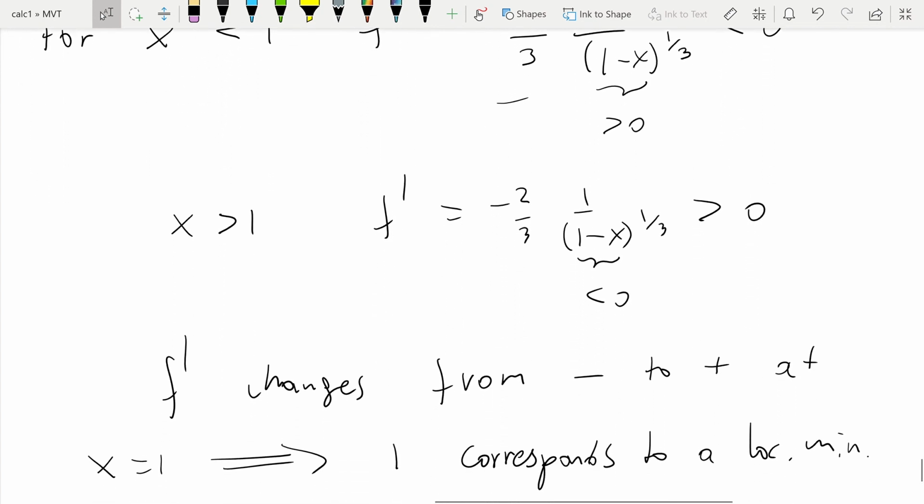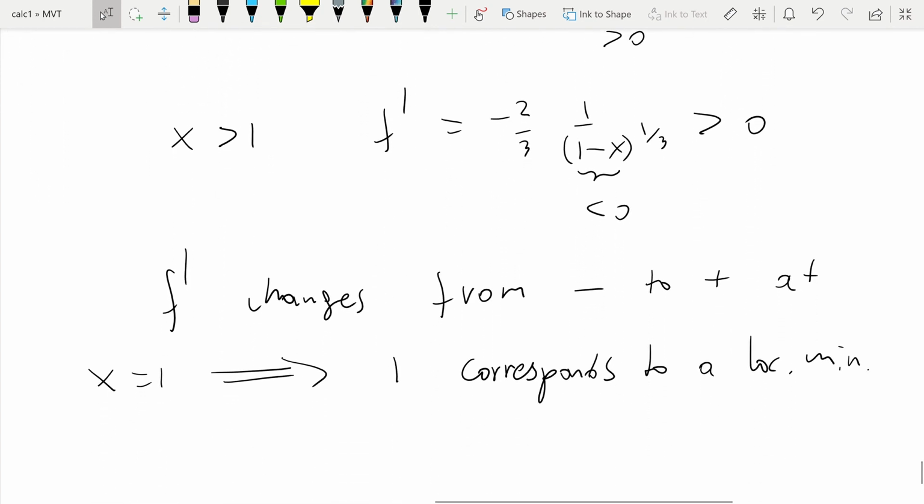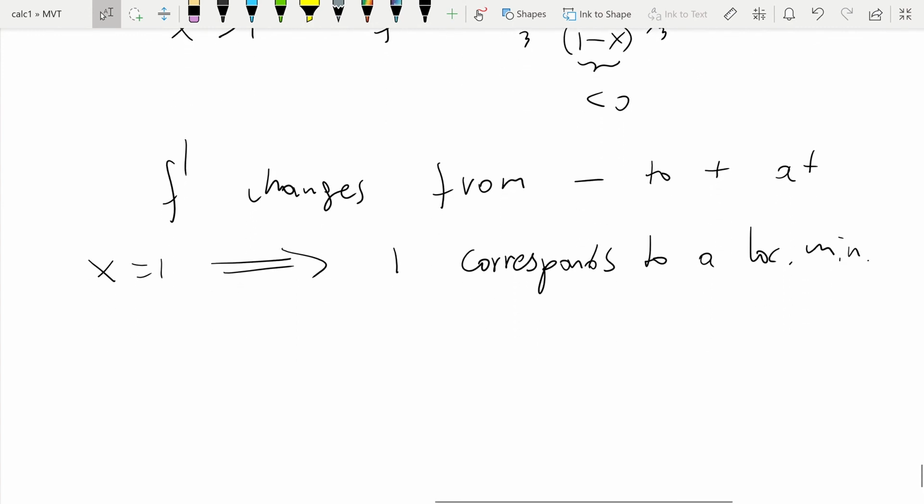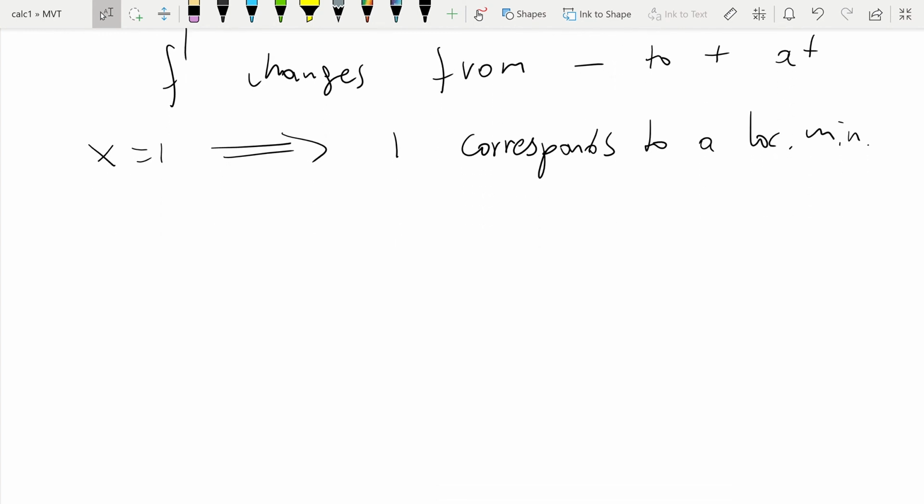The sign of f prime changes from minus to plus, which implies that 1 corresponds to a local min. The important and unusual thing about this example is that this critical point, the only critical point of the function f, is not a point at which the derivative vanishes, but rather a point where f prime is not defined. So that's the only point I was trying to make with this example.